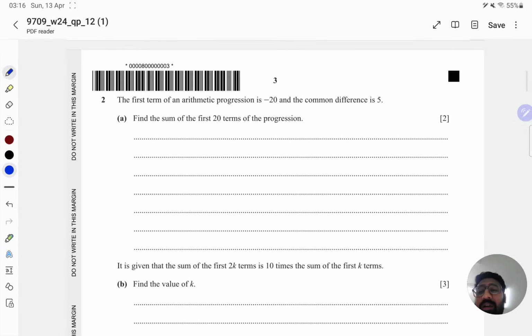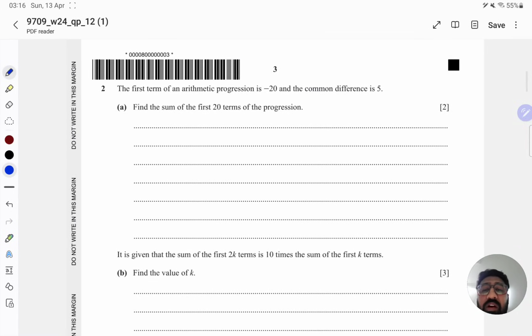Let's come to question number 2. Question number 2 says the first term of an arithmetic progression is minus 20. So basically the keywords are here. You should highlight the keywords in the question: arithmetic progression, and the value of a is given to you, and the common difference is also given, which is d. You need to find the sum of the first 20 terms of the progression.